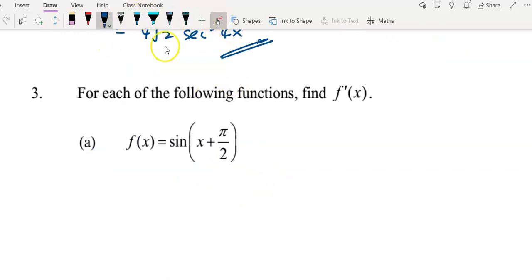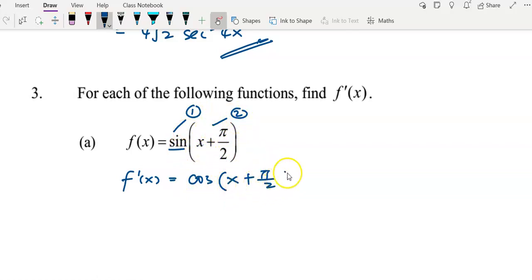For question 3a, on my inner function, I will set my outer function as the first function, that is sine, and the inner function is x plus pi over 2. Pi over 2, bear in mind that is a constant. So now to get f prime x, we differentiate the outer function first, which is the sine. Differentiate sine, you get cos. What is inside the bracket, you just copy it down without doing anything. Because you are differentiating the outer function, the sine, you have cos, and whatever is inside here, nothing changed.